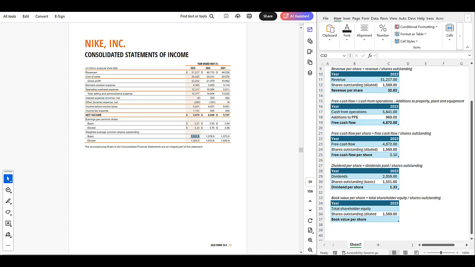Dividends are nice because this is money you can actually get hold of. If you owned a share of Nike in 2023, they would have deposited $1.33 in cash into your bank account throughout the year. Well, Nike actually pays a quarterly dividend, so you would have received around 33 cents every 3 months for every share you owned.